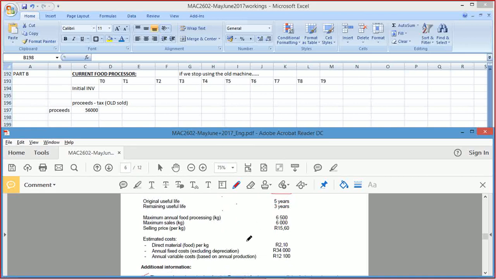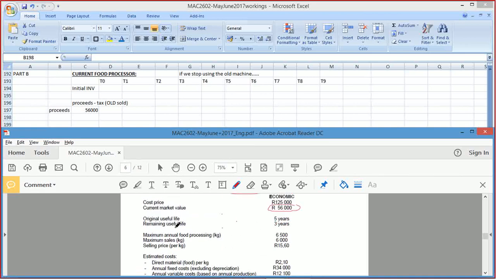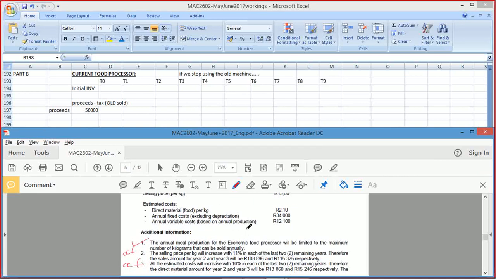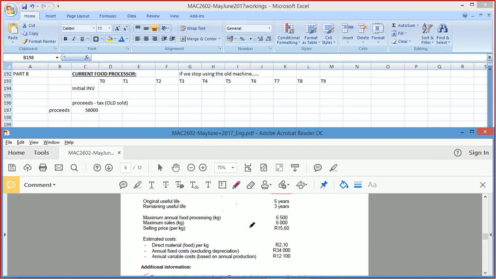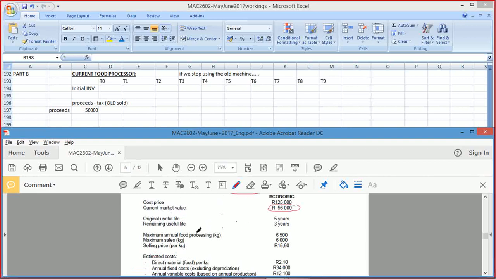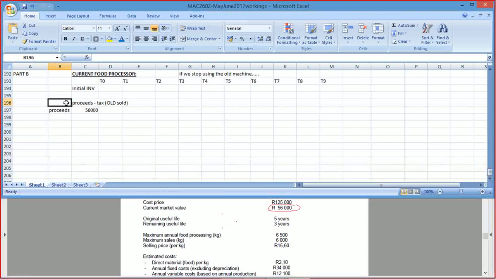What's the tax on the old? Well, I need to check. Is there recoupment here? There might be. Remaining useful life. Okay, we need to check the base, the value of the asset, to see if there's capital gains tax here. I need to do a separate working here. I'm going to move this down because I don't want to mess up the timeline.